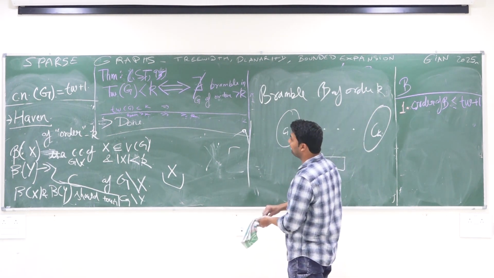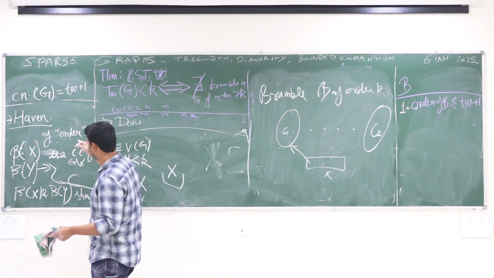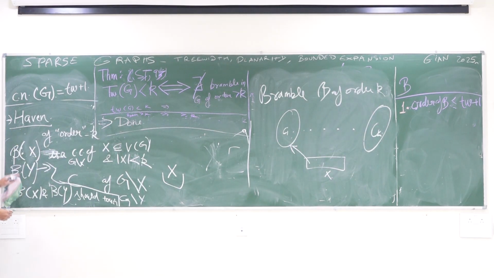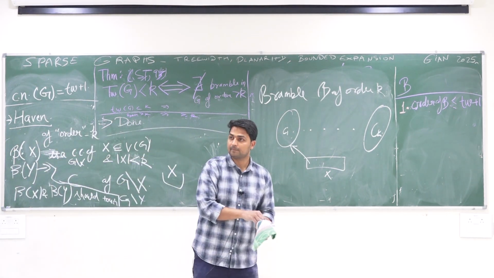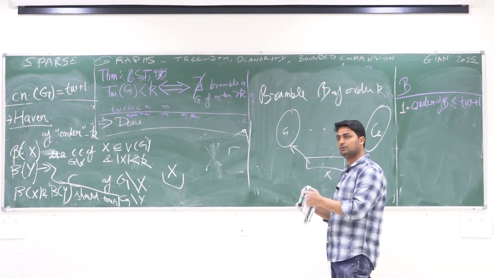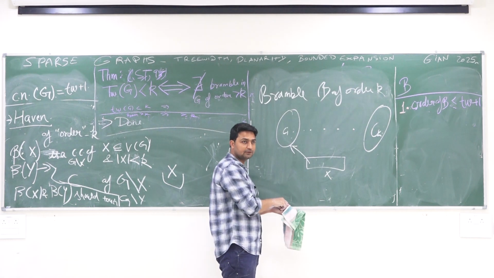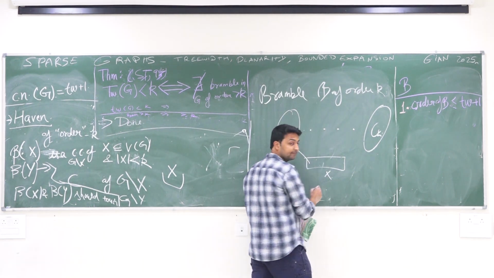And similarly, if you have a haven, of course, no k vertices can hit this, by definition. Is every bramble a haven and vice versa, or every bramble is a haven but not vice versa? No, both. Yes. If you have a bramble of order k, this hitting set size is k, yes.